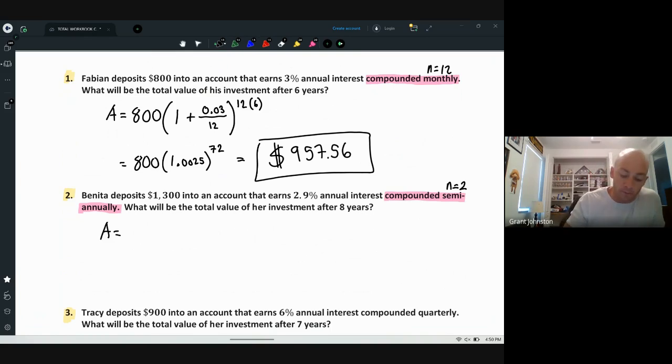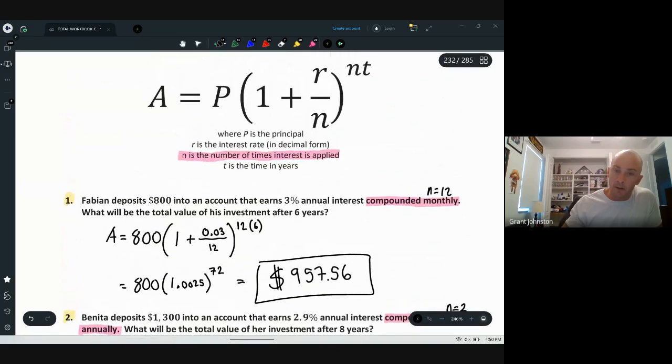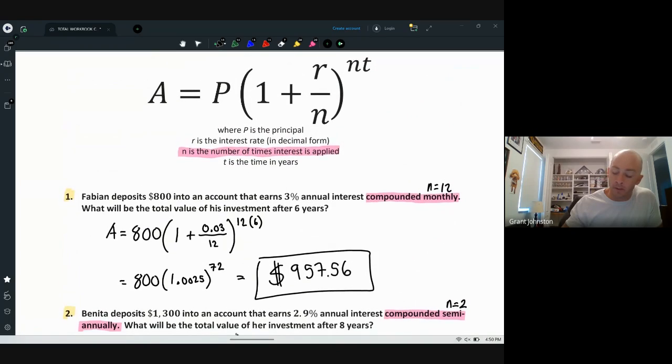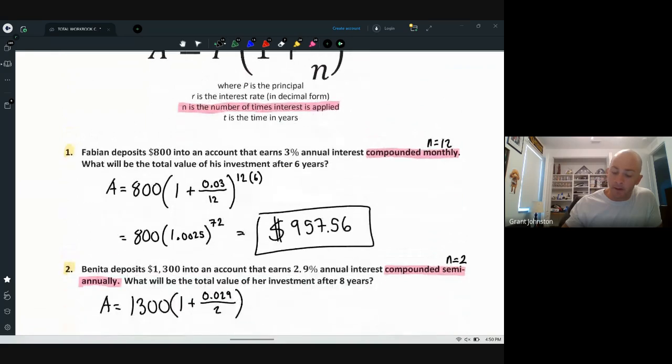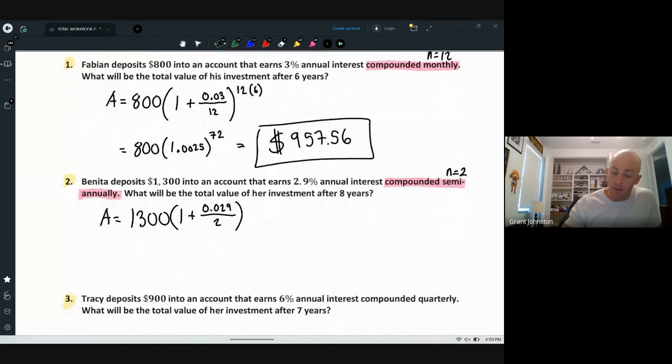So let's do it. $1,300. 1 plus 2.9% would be 0.029. And then N is 2. Remember, I'm just using that formula up here. R was 0.029. N is 2. We talked about that already. Okay. To the power of R. Wait, what was it? It was NT. So it's going to be 2. And then the number of years is 8.